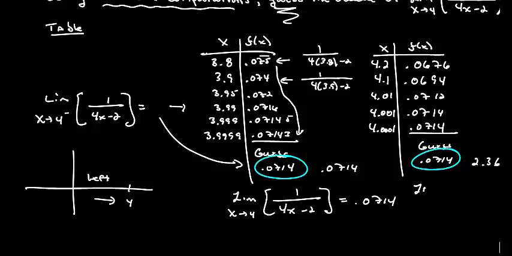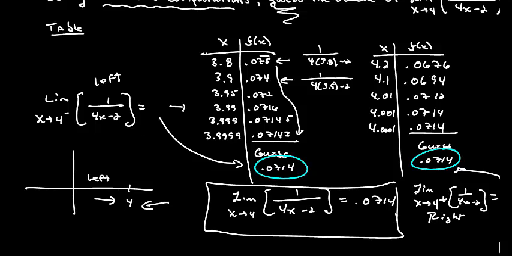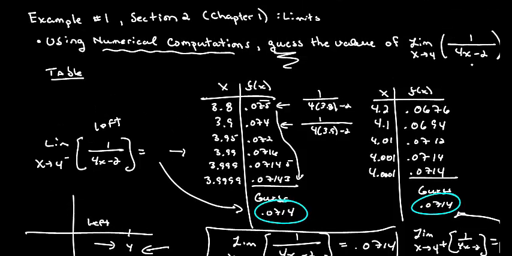I won't have a whole lot of room over here to write it, so I'm just going to put it down here. Limit as x approaches 4 from the right side, that means coming in from this side, of 1 over 4x minus 2, that's equal to this guy. Let me erase these guys right here because we're not using those anymore. I don't want you to get confused. So the limit from the right is the same as the limit from the left. And when those are the same, then we just say the overall limit exists as 0.0714.